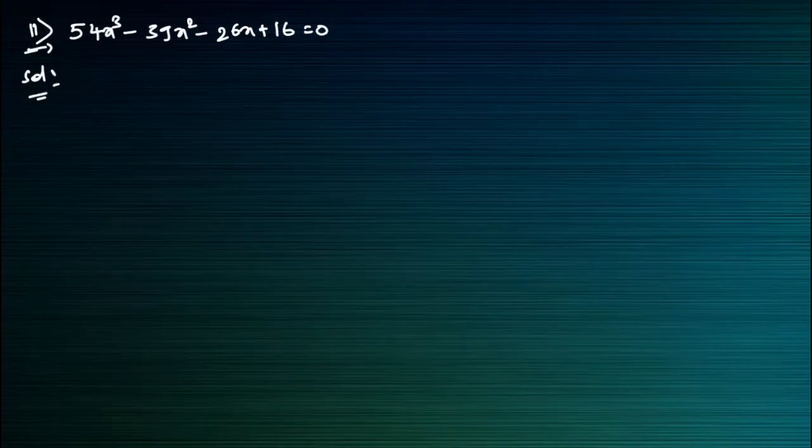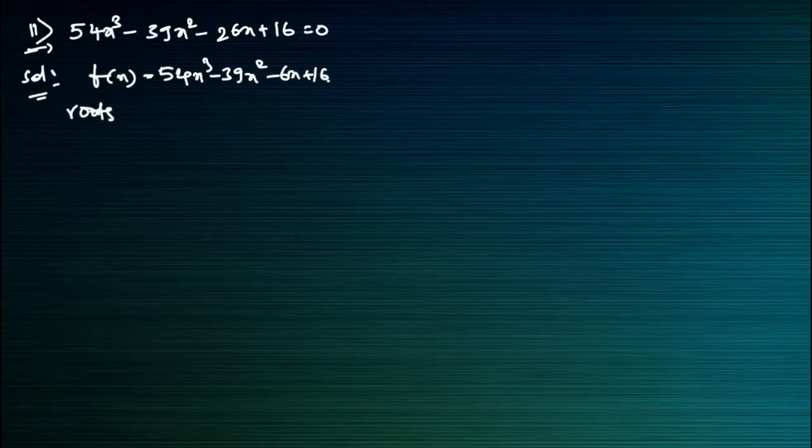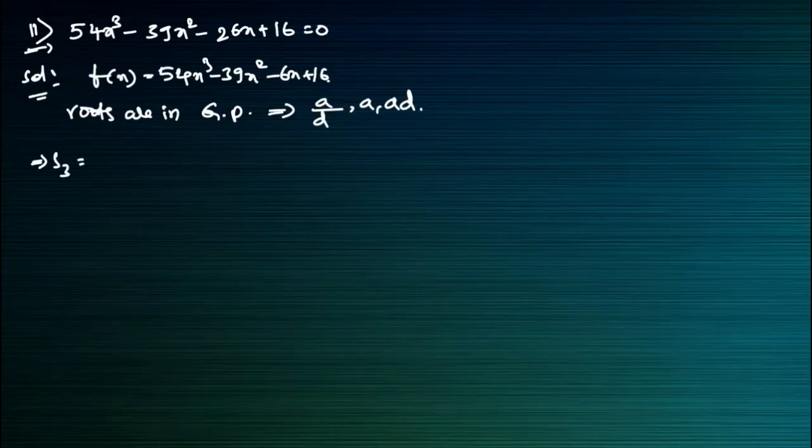So what is given? f of x is equal to 54 x cube minus 39 x square minus 26x plus 16. Okay, so we'll take this one. He is saying that the roots are in GP, geometric progression. So here the roots will become a by d, comma, a, comma, ad. These are the three roots. So here we'll take S3, the product of the roots.